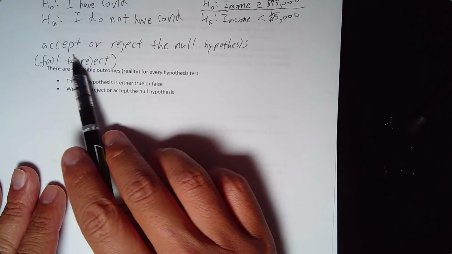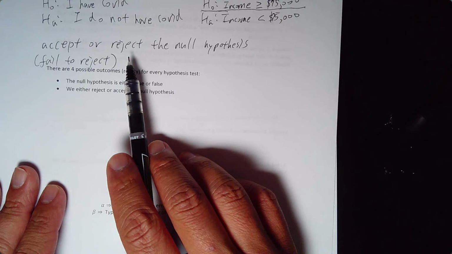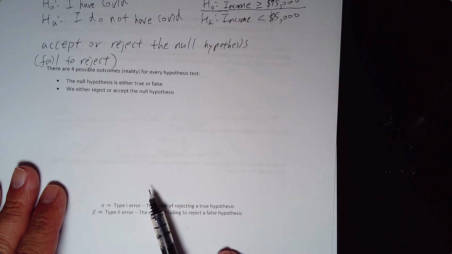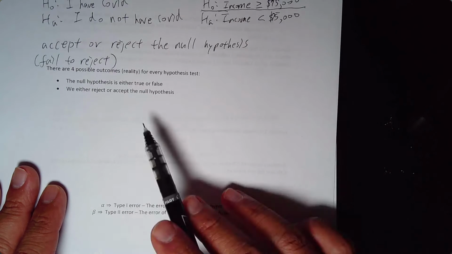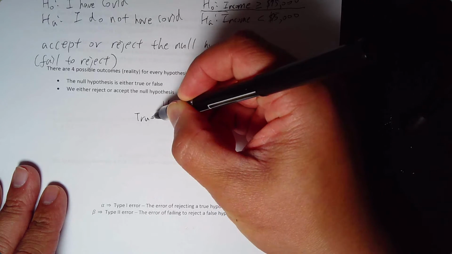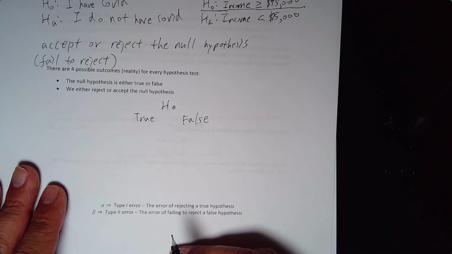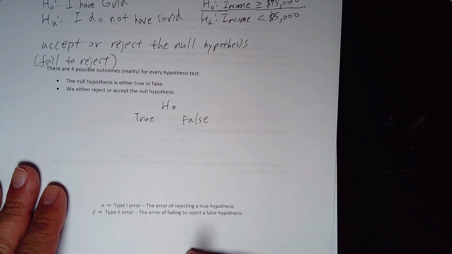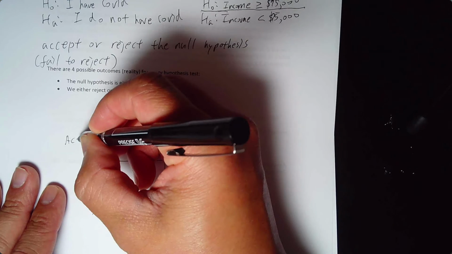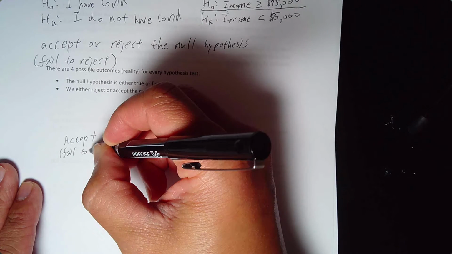Now, given that we have two results, we either accept or reject the null hypothesis, but then in reality, the null hypothesis is either true or false. Then we have four possible outcomes, or realities, as I like to call it, for every hypothesis test. So again, the null is either true or false. That's the reality. Now we don't know. This is why we're trying to gather evidence and test it. But the null hypothesis is either true or false, and then we can draw a matrix here, and we either accept, we call it fail to reject, or we reject.